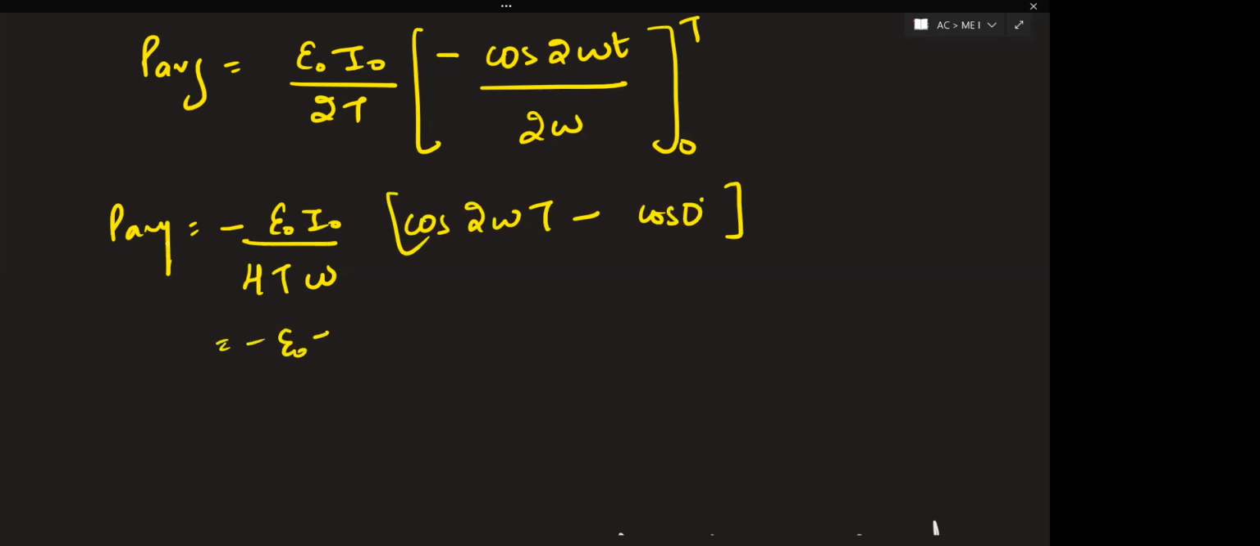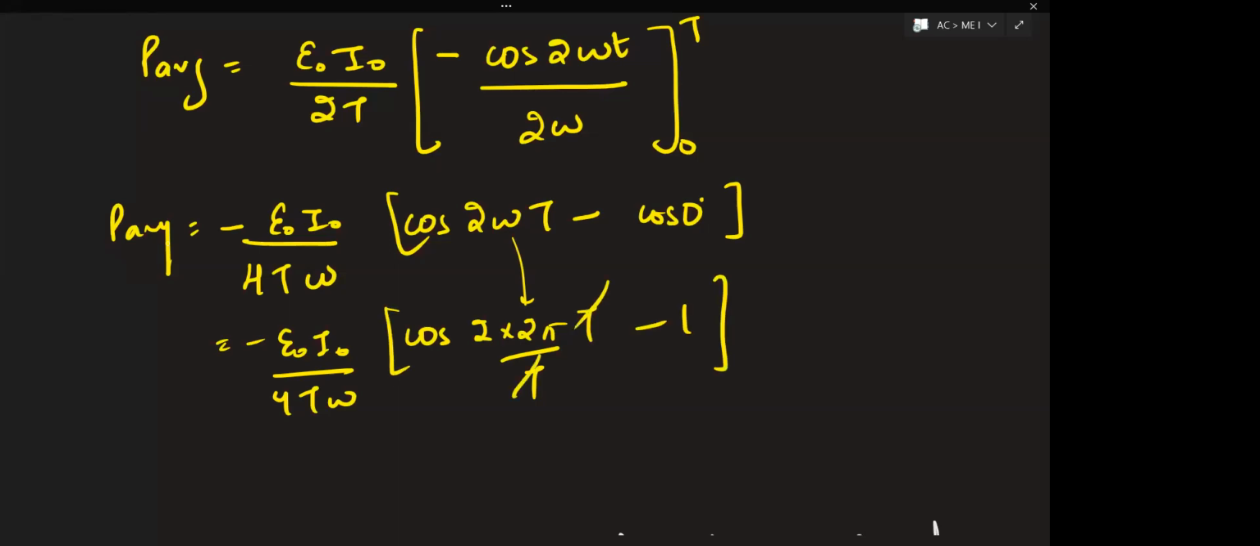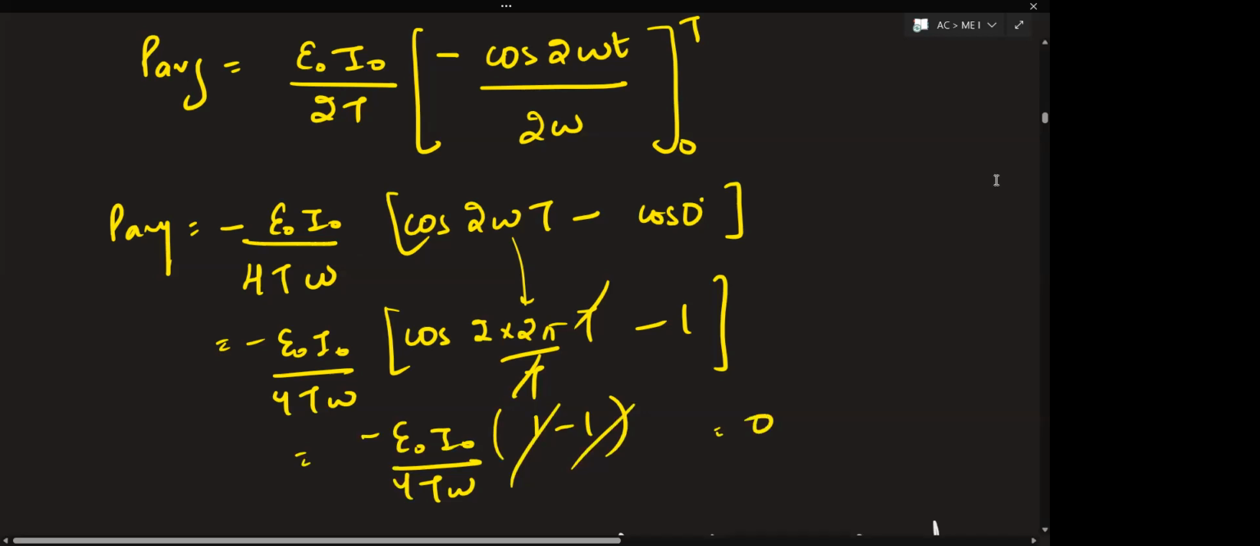So minus E naught I naught by 4t omega. This becomes cos 2 into 2 pi by capital T. This is 2 pi by t for omega. See, this is omega into t minus 1. Cos 4 pi is 1. You obtain E naught I naught by 4t omega as 1 minus 1, which is 0.